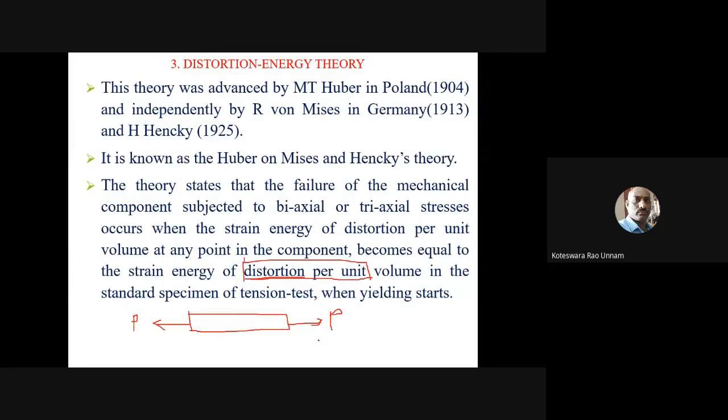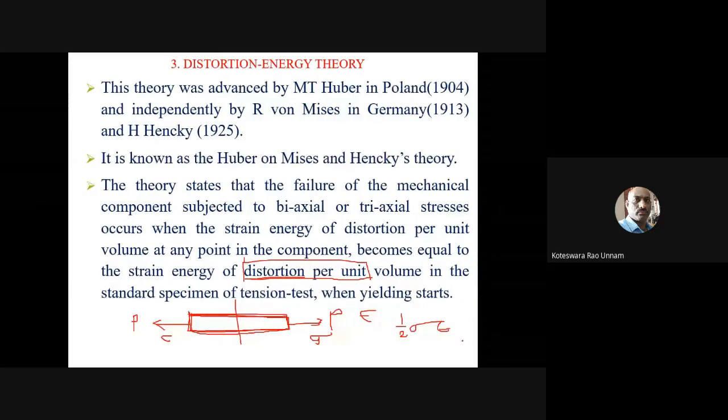So because of this P, we know there is a normal stress sigma in this, and because of this tensile stress, the length of this component will extend, or the length will increase. That means this bar will elongate. So because of elongation, you have a normal strain also. So the strain energy is nothing but the amount of energy stored in the body upon elongation. So we'll write it as half into sigma epsilon.